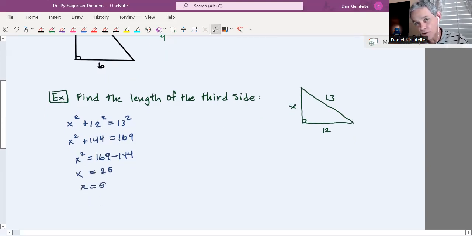I know that there are two square roots of 25, 5 and negative 5, but here we're talking about a length which is positive, so what we seek is just the 5. That's the length of that third side.